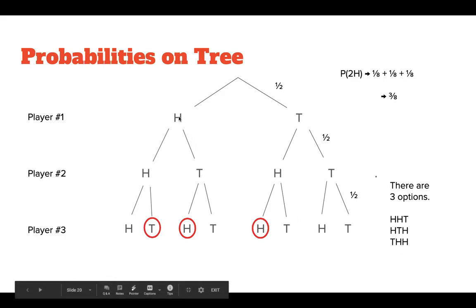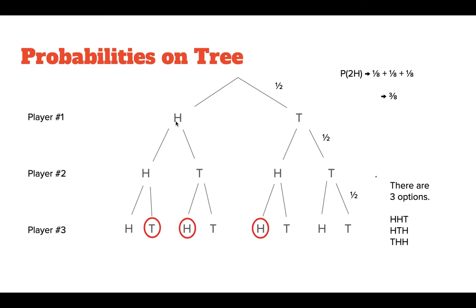Now, if the first person got a head and the second person got a head, I'm looking for only 2 heads. So the last person would have to get a tail in order for me to have 2 heads in that chain. So I'd have a half to get here, times a half to get here, times a half to get here. That would be 1/8. So I had an 1/8 from this one, tail, head, head. That was an 1/8. Head, head, tail.